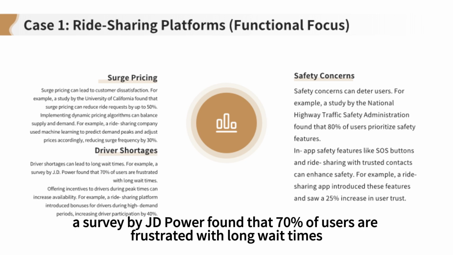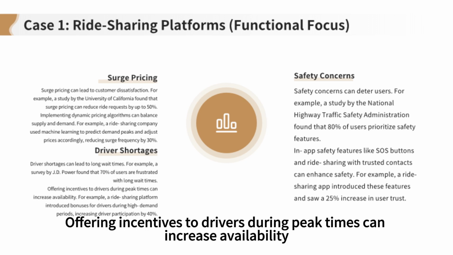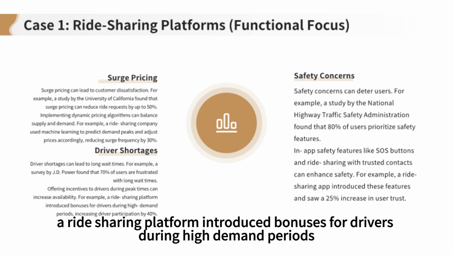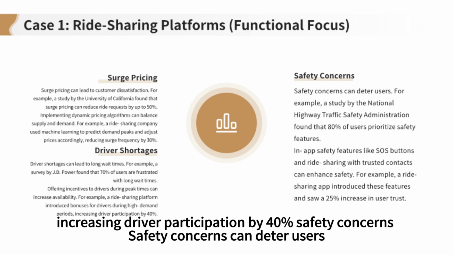For example, a survey by J.D. Power found that 70% of users are frustrated with long wait times. Offering incentives to drivers during peak times can increase availability. For example, a ride-sharing platform introduced bonuses for drivers during high-demand periods, increasing driver participation by 40%.